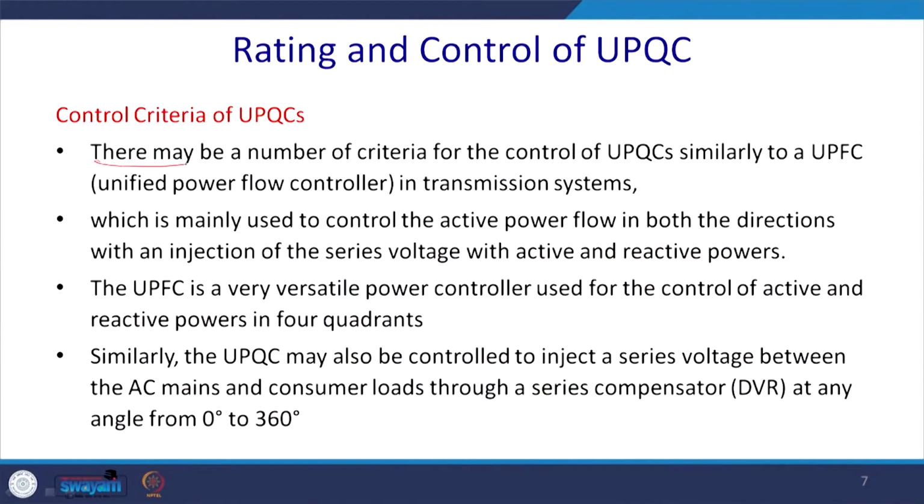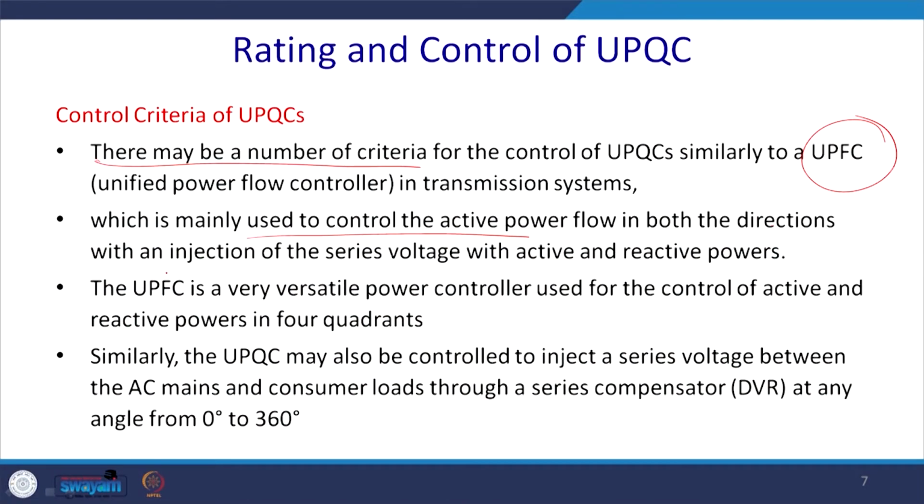So, let us come to the control criteria of the UPQC. There may be a number of criteria for the UPQC, similar to the UPFC that has been used mostly in FACTS devices and put into the transmission line. It is mainly used to control the active power flow, because with FACTS devices we deal with power flow, while in the case of the UPQC we are controlling the quality of the power. It is mainly used for controlling the active power flow in both directions with injection of series active and reactive power. So, the power flow is V1 V2 over X sin delta, and you have to play around with these parameters.